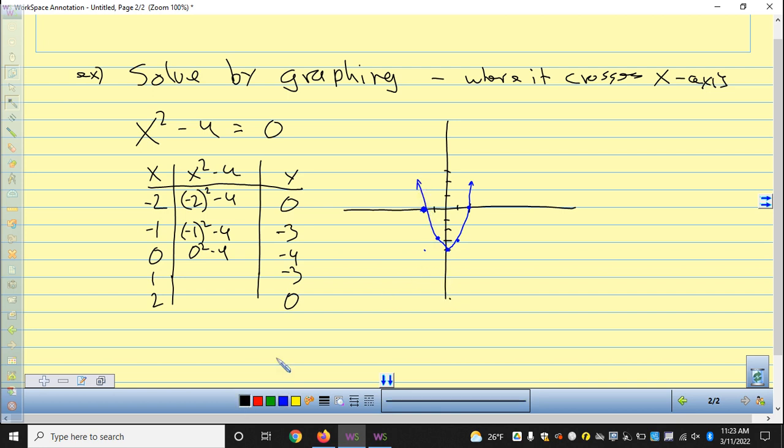And my solutions are x equals -2 and x equals 2. Those are my two solutions. So this quadratic equation has two solutions, x equals -2 and x equals +2.